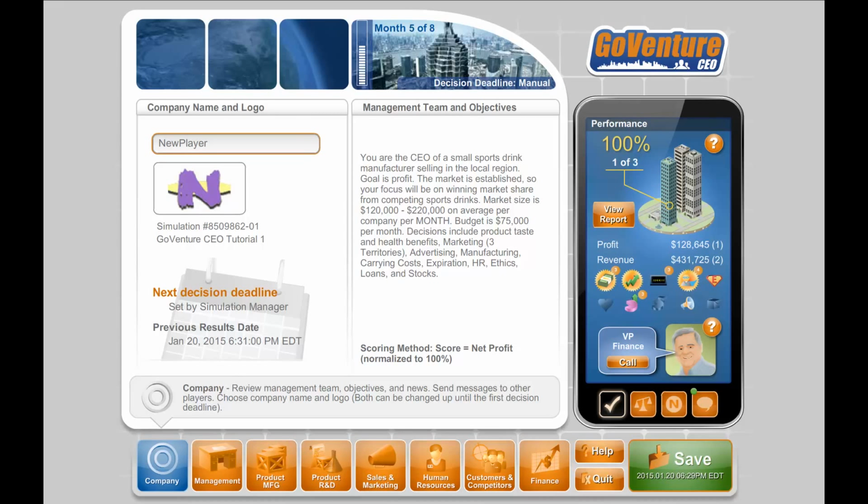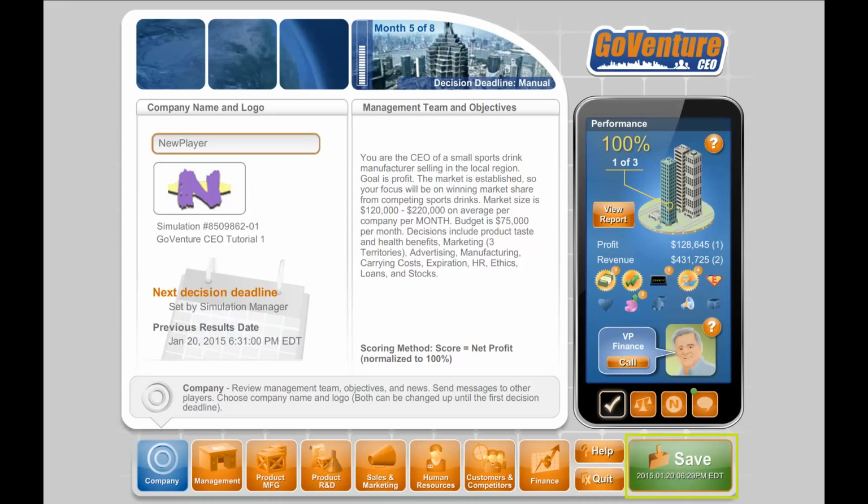There are actually 3 ways to advance a simulation from one period to the next. Your simulation will only offer one method, depending on how the simulation manager, or instructor, has set it up. The first method is Automatic Advance. With Automatic Advance, you will see a specific date and time shown here. You must make and save your decisions by the date and time shown. You save your decisions by clicking the Save button. All players who are competing in the same simulation competition will have the same decision deadline.